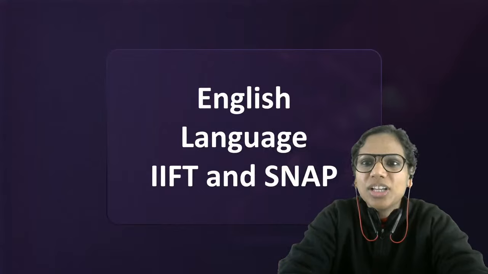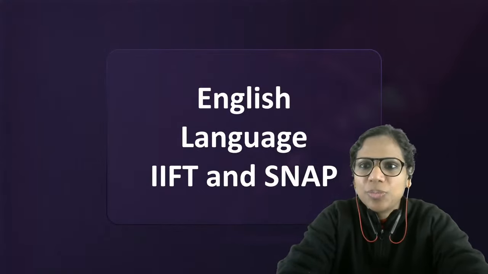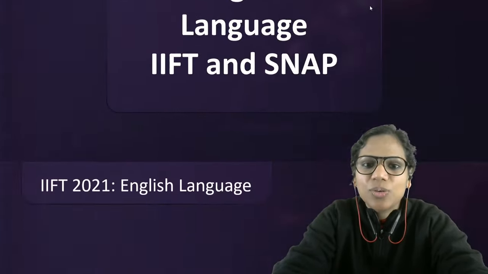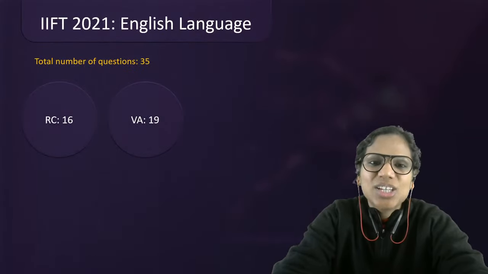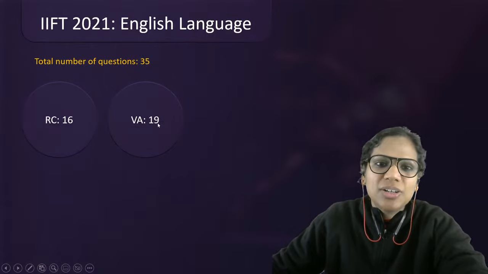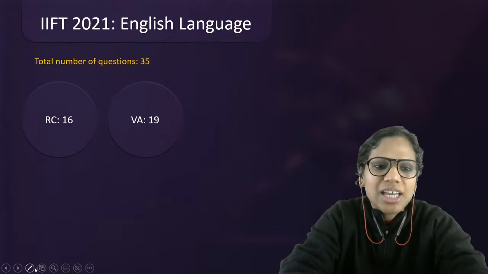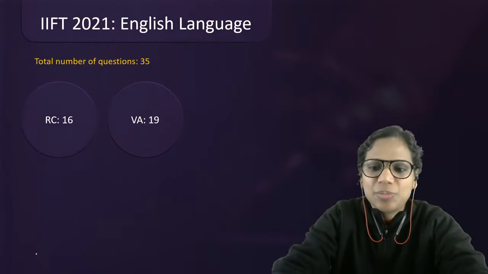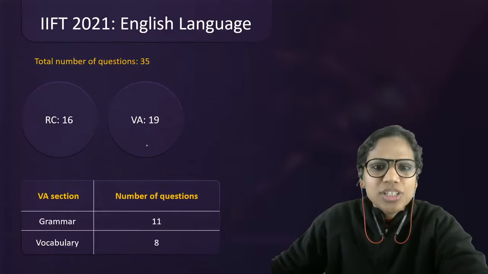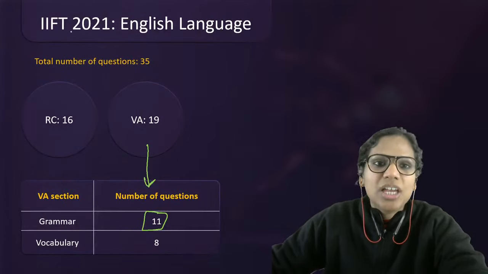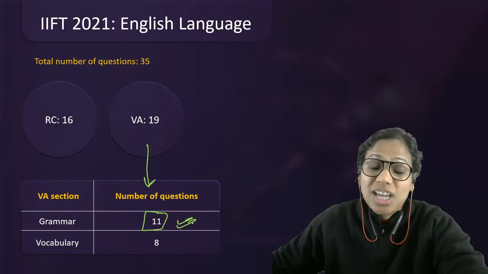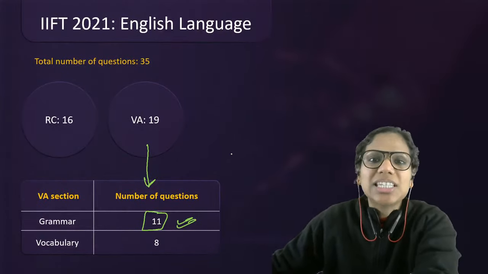Okay, so let's have a look at our previous year papers, as in let's analyze what all types of grammar questions have been asked, right? So VA in IIFT carries 19 marks. When I say VA, I mean both vocabulary as well as grammar. Now, out of this VA, 11 questions from grammar came last year. Okay, so in last year's IIFT, 11 grammar questions, that's a very significant chunk.